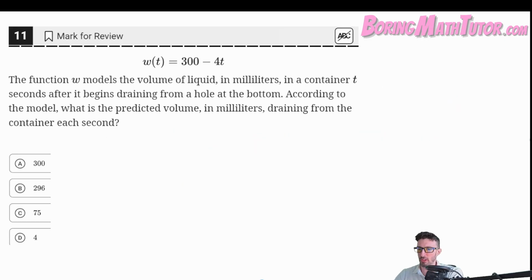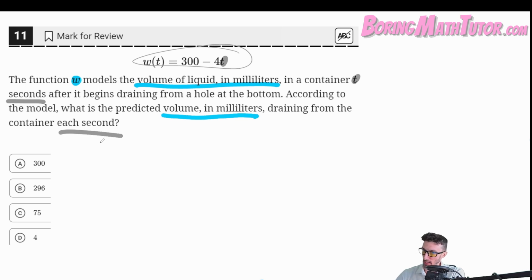When I have a lot of words in my problem, I like to read the actual question before I read anything else. What is the predicted volume in milliliters draining from the container each second? Well, now let me take a look at my equation. And T usually stands for time. And yeah, okay, over here they confirm that. But then what does the W stand for? The W is the volume of liquid in milliliters. And what were they looking for? The amount of volume in milliliters that drains from the container each second.